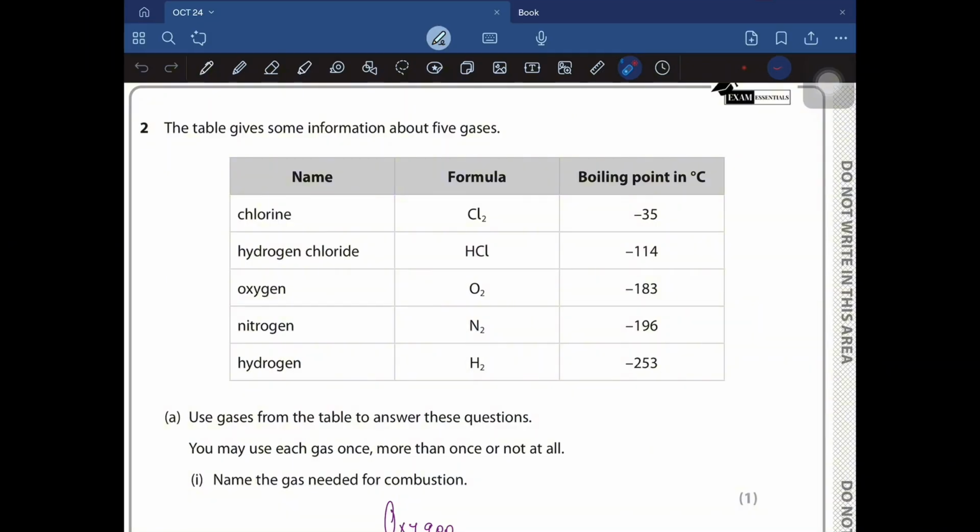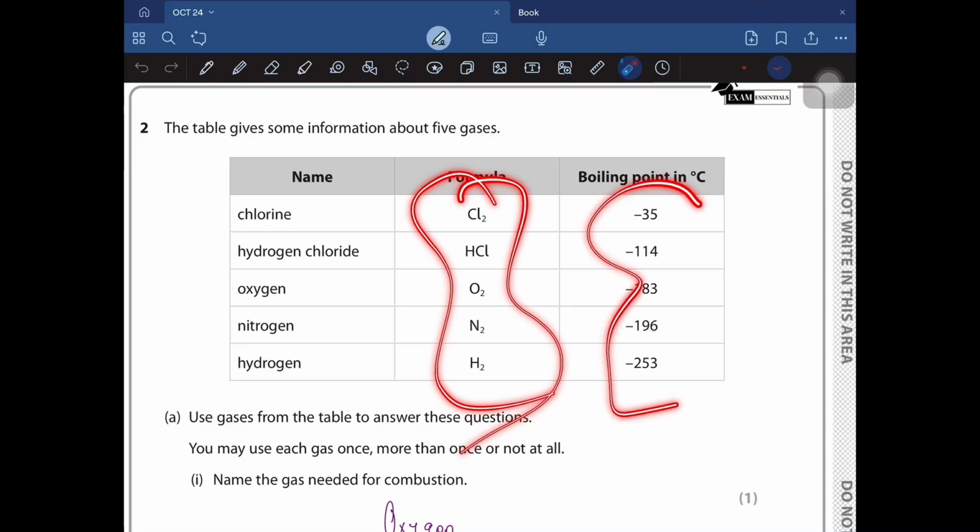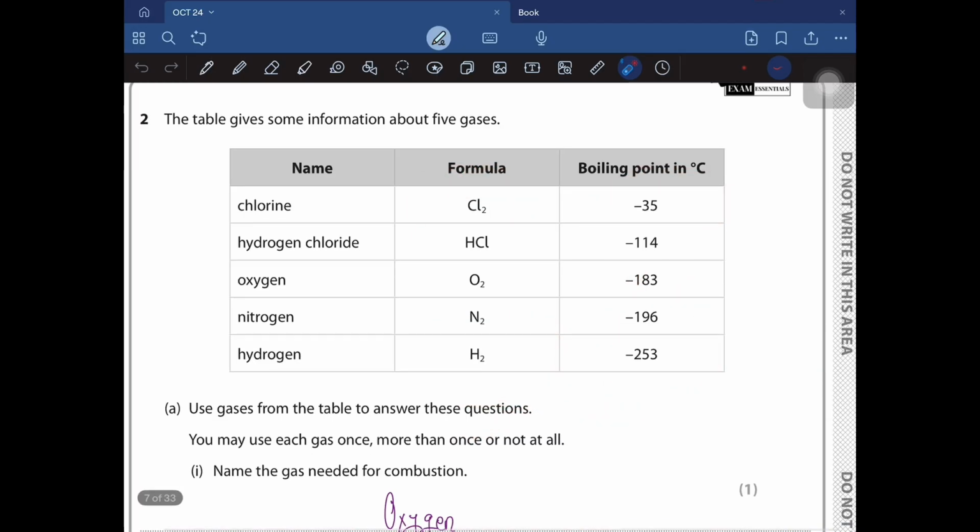Table 2. We have some of the gases and their formulae, and we have the boiling points as well. Use gases from the table to answer these questions. You may use each gas once, more than once, or not at all.